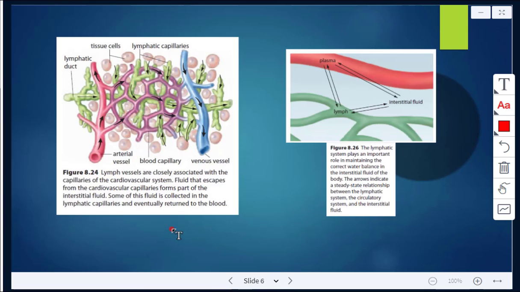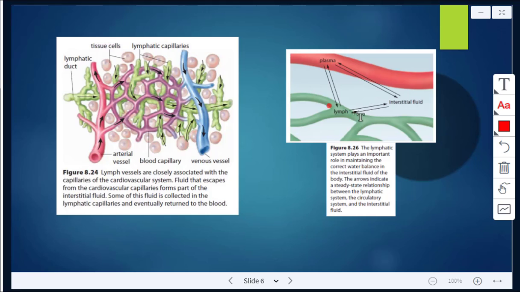This is a diagram showing the lymph vessels in the green color. The red here is showing an artery. This area here is showing the capillary, this purplish color, and then the blue shows the vein. We can see here that lymph vessels are very closely associated with the capillaries of the cardiovascular system. Fluid that escapes from the cardiovascular capillaries forms part of the interstitial fluid. Some of that fluid gets collected in the lymphatic capillaries, and then eventually will return to the blood.